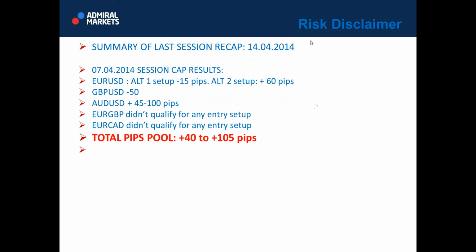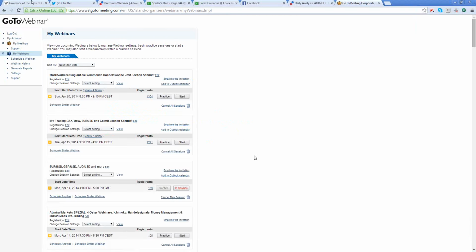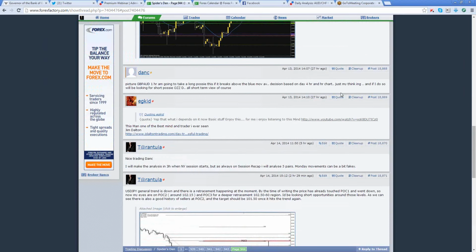So last week's summary of the last session recap: it still was good. From plus 40 to plus 105 pips when we summarize all the trades, potential trades we could have had. Euro Dollar alternative 1 setup gave us minus 15 pips, but alternative 2 setup gave us some 60 pips. GBP Dollar was a loss, counting for minus 50. Aussie was the trade of the week. Basically, it went plus 45 to plus 100 pips. And Euro GBP didn't qualify for any entry. In Euro CAD the price didn't hit any of the levels I gave, and because of that, we didn't have any setups.